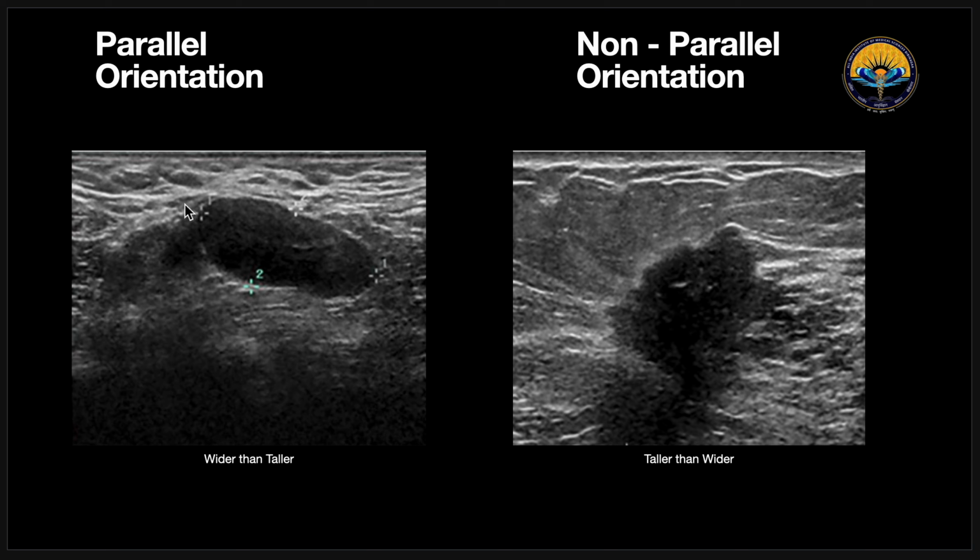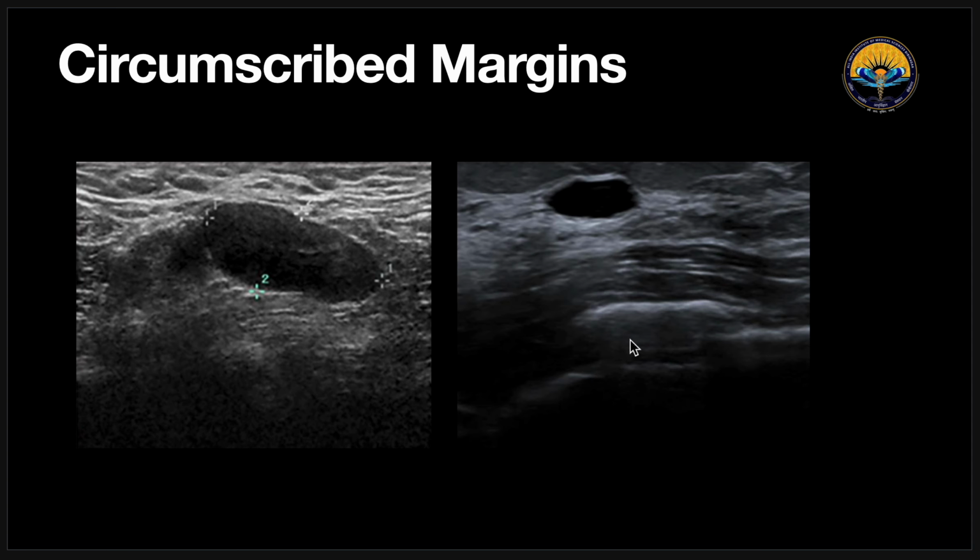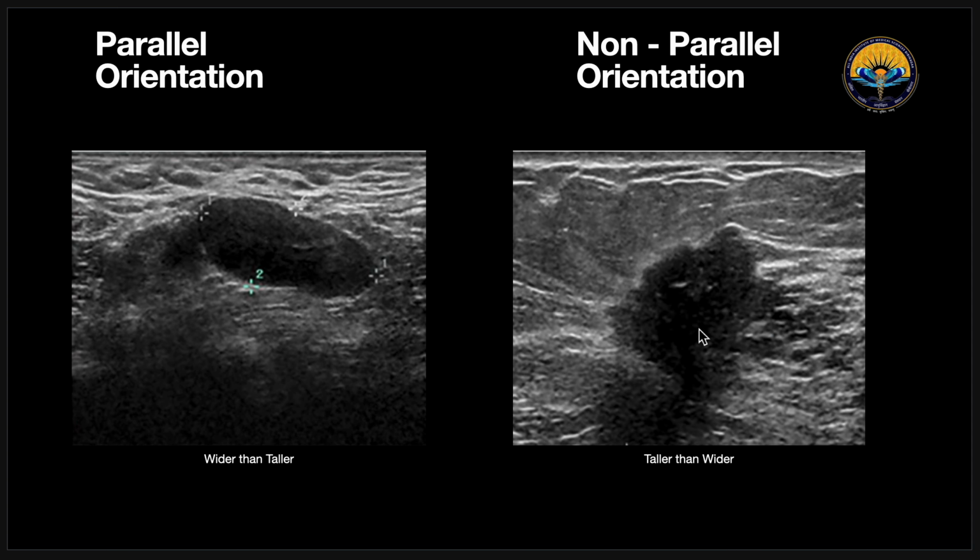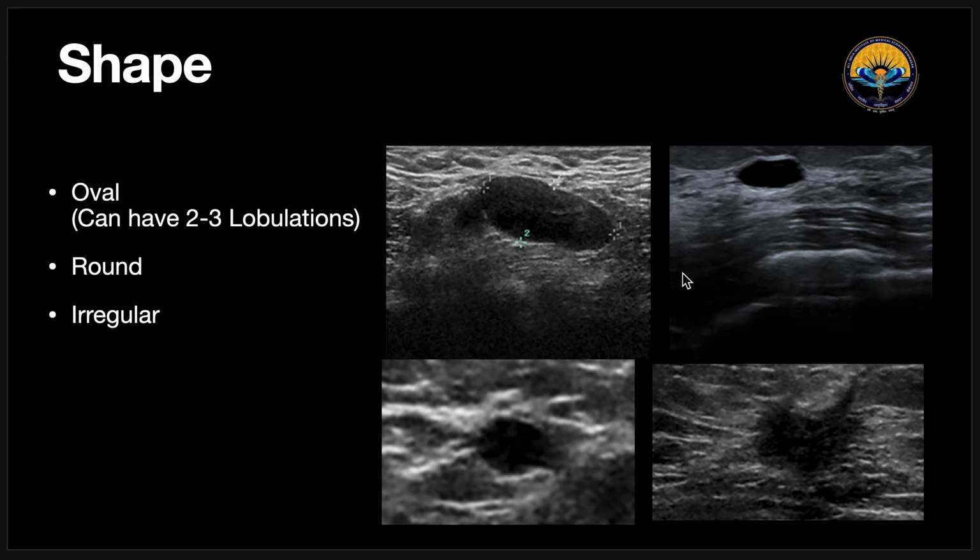orientation of the lesion. It refers to the orientation of the lesion as compared to the background parenchyma. If a lesion is wider than taller, like here we can see it's wider than taller, we will say it has a parallel orientation. But if a lesion is taller than wider, we will say it has a non-parallel orientation. Parallel orientation goes more in favor of benign, and non-parallel goes more in favor of a malignant lesion.